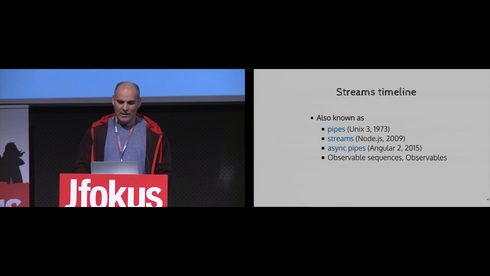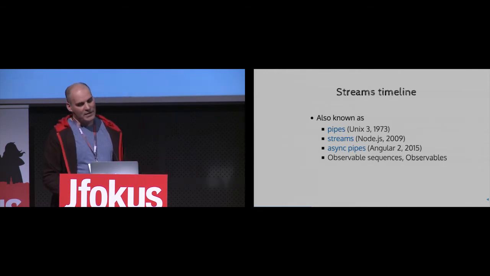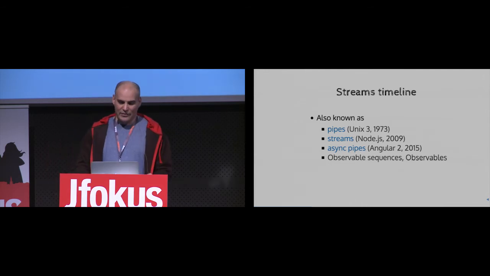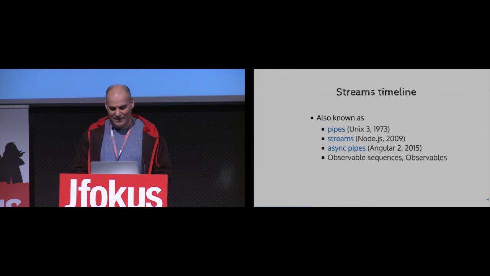So let's see what has been the timeline for streams. That is another name that we can use instead of asynchronous data streams. It was seen in Unix in 1973, and it was called pipes at the time. Maybe you remember some of the command lines. The pipes that appear there are also implementing streams.